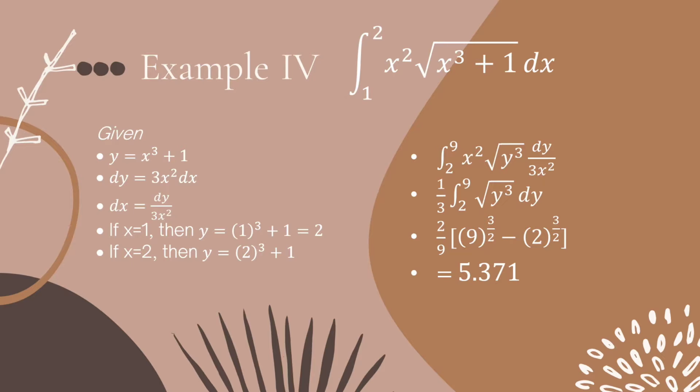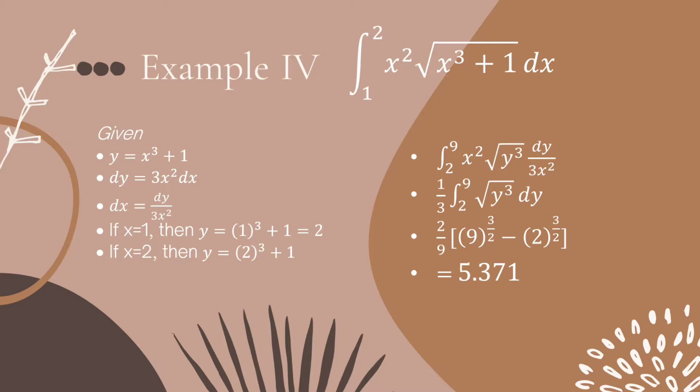So for example number 4, the given is the integral of x squared times the square root of (x cubed plus 1) from 1 to 2. So first, we must get the value of y, which is x cubed plus 1. Next, we will get the derivative of y. This gives us 3x squared dx. Then, we will get the value of dx, that is equal to dy over 3x squared.